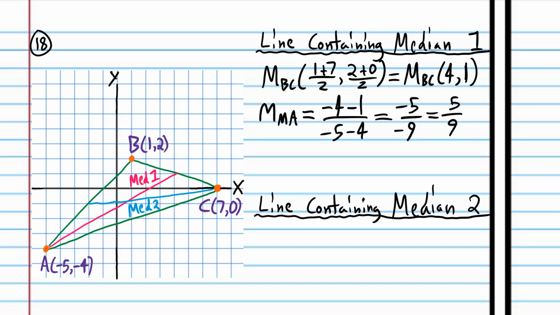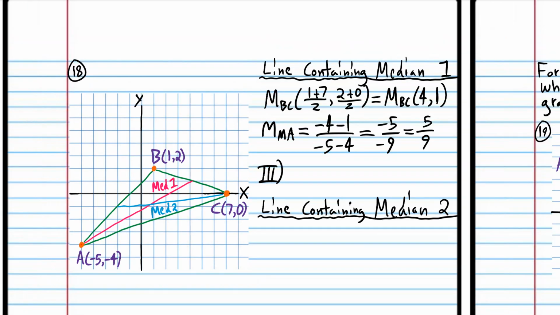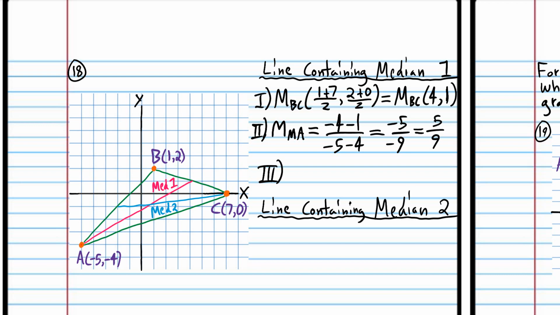All right, and now we can just write the equation of the median. And I forgot to number those. So step number 3, we can use either point. I'm going to use point A, and obviously the slope we just found, so y plus 4 is equal to the slope we just found times x plus 5, and that is the equation of the line containing median 1, the red median down there.